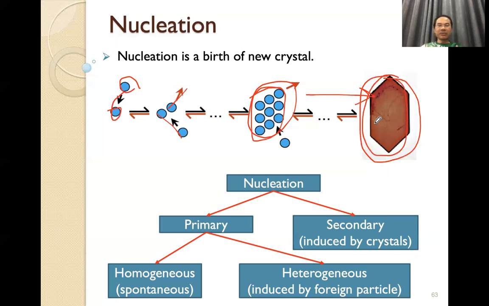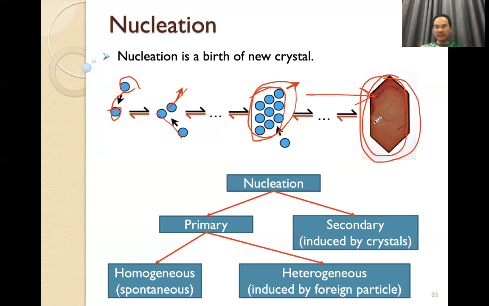We have at least two types of nucleation: primary nucleation and secondary nucleation. Primary nucleation means the crystal nucleates from a clear solution. This is separated into homogeneous and heterogeneous. Homogeneous nucleation is when a new crystal forms at very high supersaturation. The crystal can form from the clear solution spontaneously.